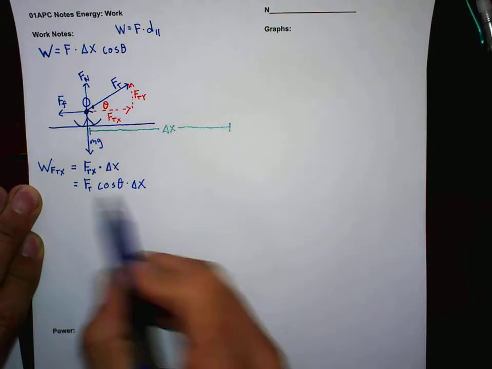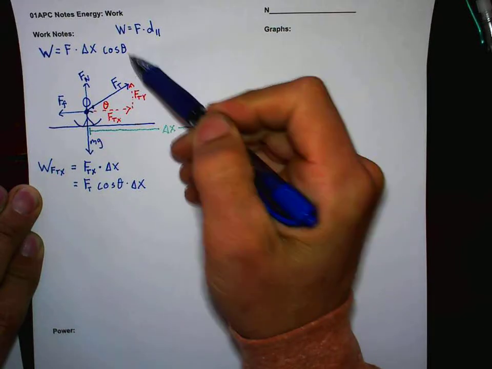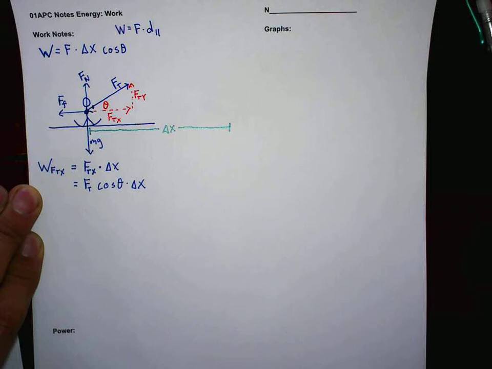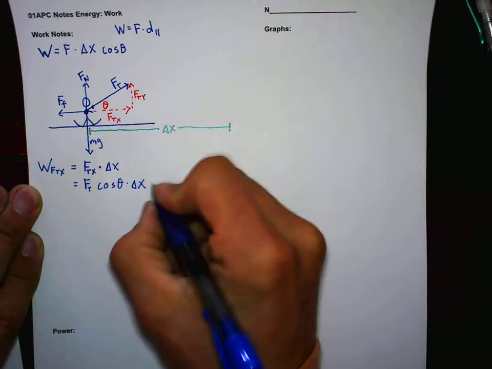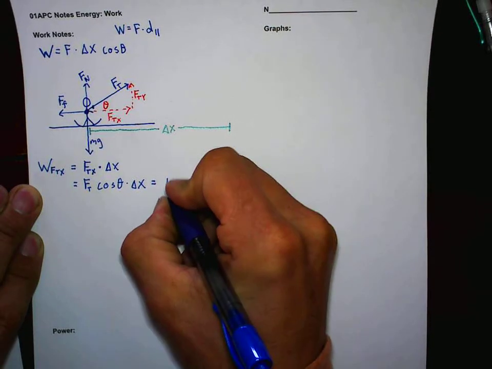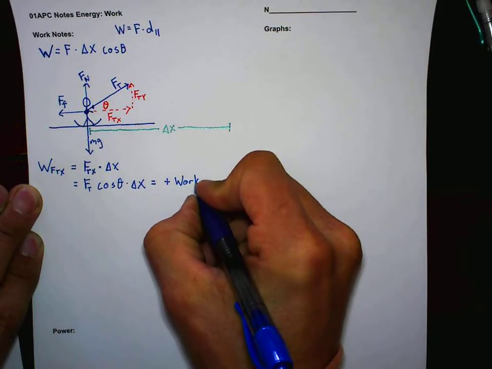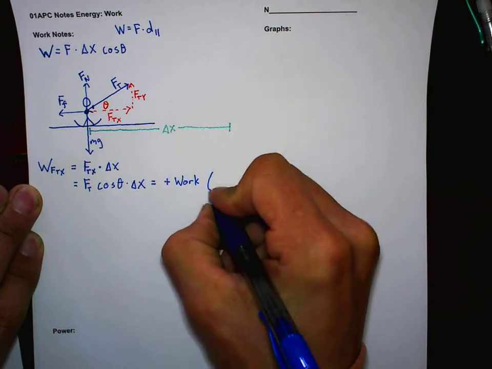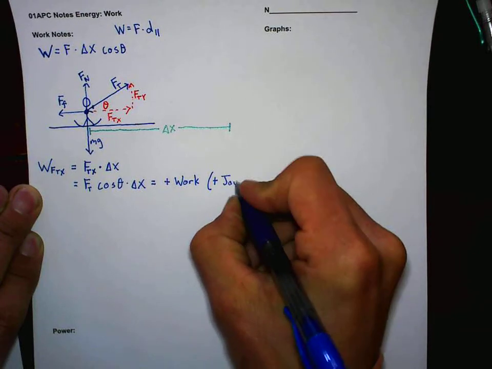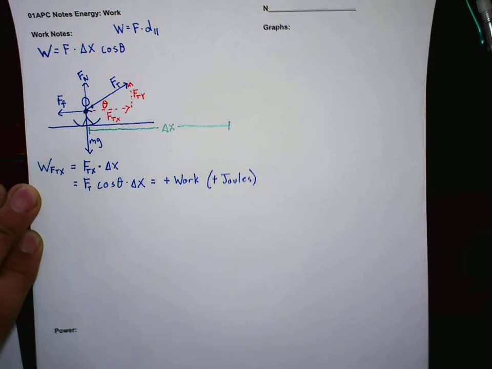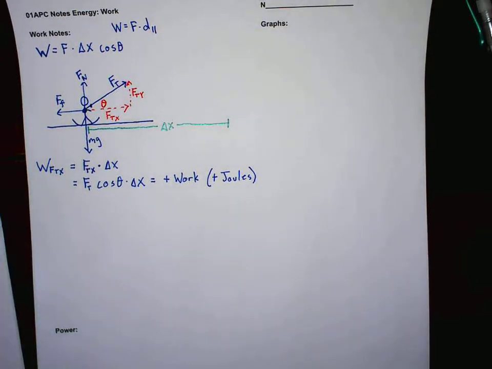Okay, so here you see very quickly that we're using this equation. We're going to get the work done by the parallel component. And this is going to do some kind of positive work. Positive joules are going to be done by that force.